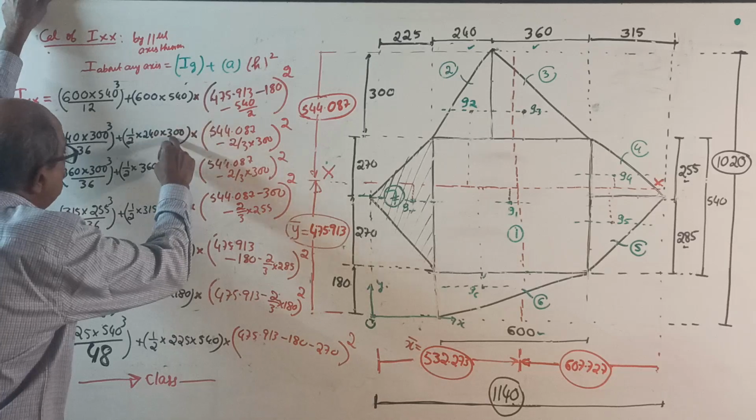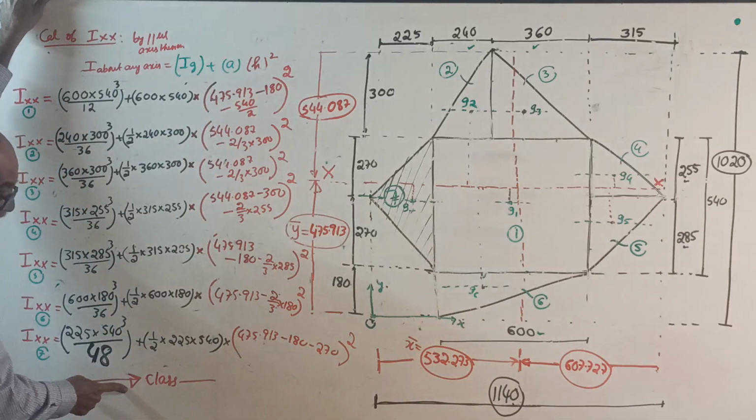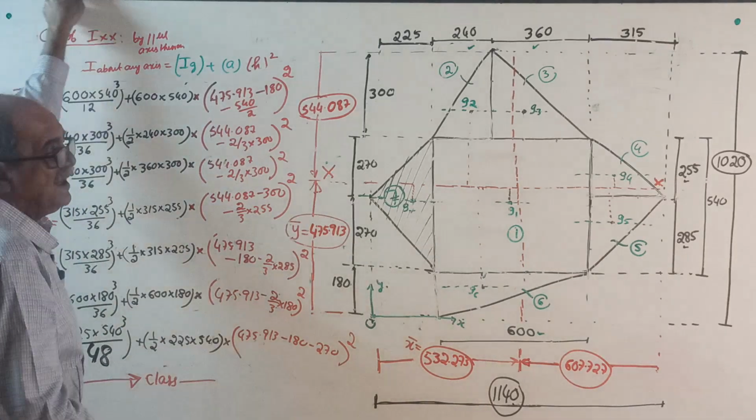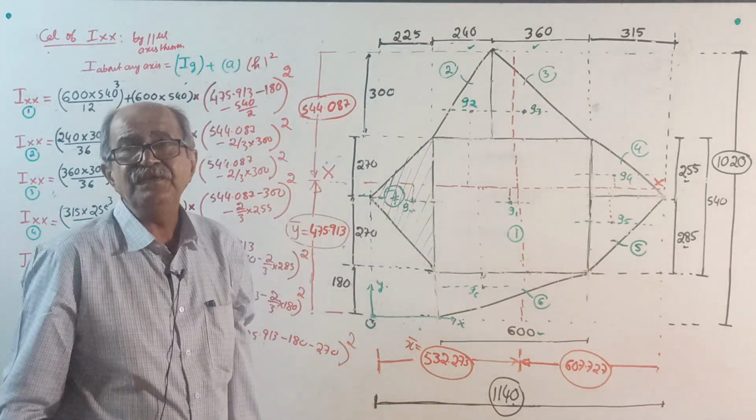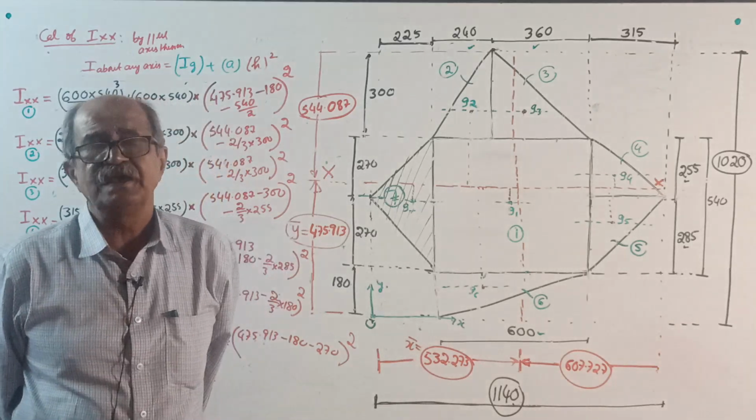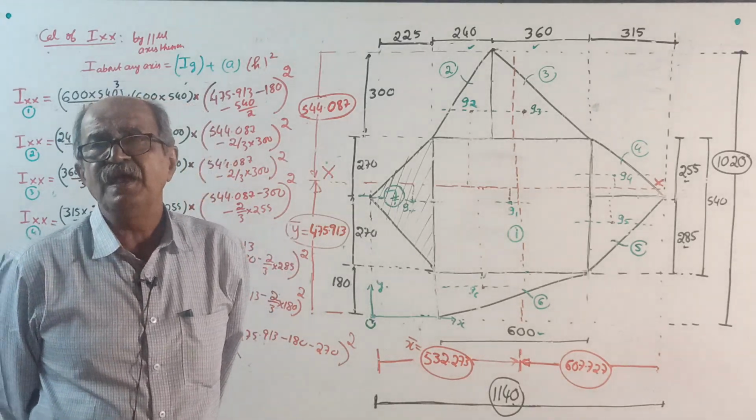See, add 1, 2, 3, 4, 5, 6, 7. See, class, now Ixx for the entire given area is Ixx(1) plus Ixx(2) plus etc., up to Ixx(7).